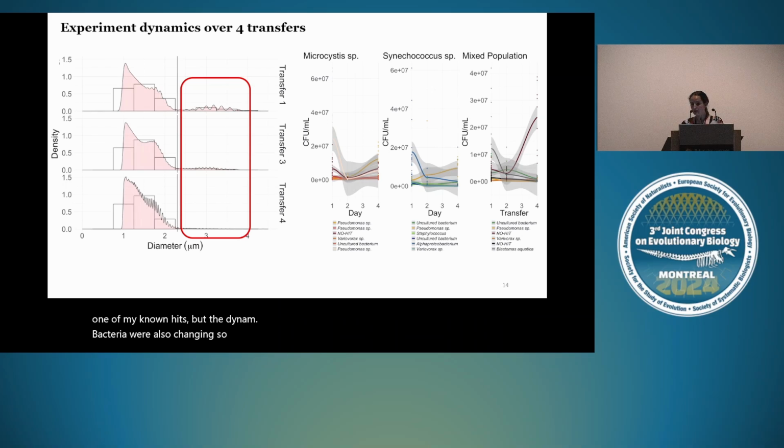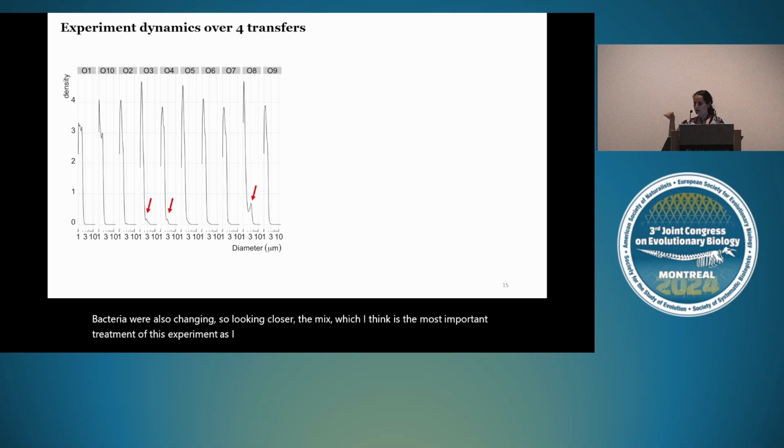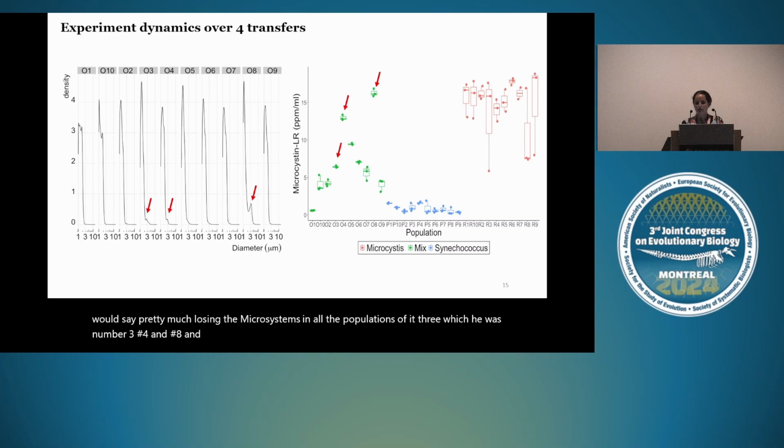So looking closer at the mix, which I think is the most important treatment of this experiment, as I said, we can track them phenotypically. Those peaks say I'm pretty much losing the Microcystis in all the populations of transfer 4, which were number 3, number 4, and number 8. And that data matched the patterns of toxicity that I'm seeing. So this is the microcystin production. The non-toxic was not producing anything. All the toxic were producing a ton of it, which would be the red. And then in the mix, again, I marked with red the populations that were still producing toxin were the ones that had the Microcystis present.